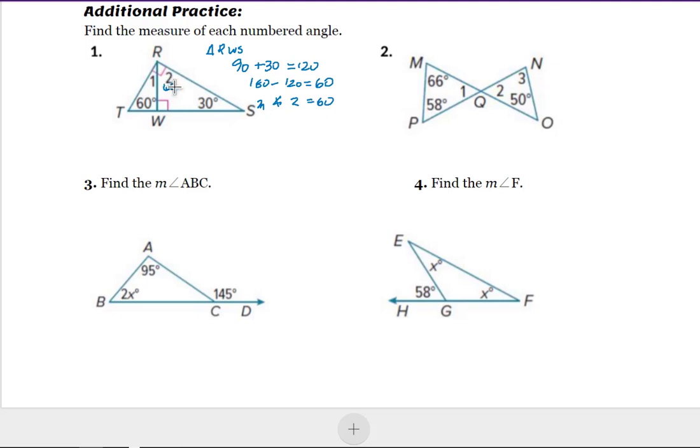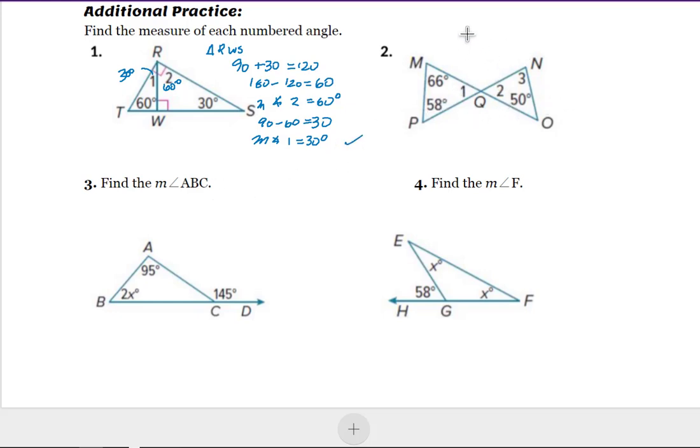Now, if we look at what's going on there at R, they're showing us that 1 and 2 together make a right angle. So if 1 and 2 are complementary and one of them is 60, then angle 1 must be 30. So we can find 30 degrees for angle 1. And that's it for that one.